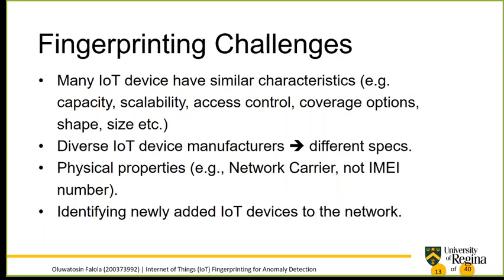The fingerprinting itself has some challenges. Many houses have similar characteristics in terms of capacity, access control, coverage, and shape and sizes. But diverse IoT manufacturers just produce all these devices into the market like that, and that is why this is a challenge in the IoT network itself.